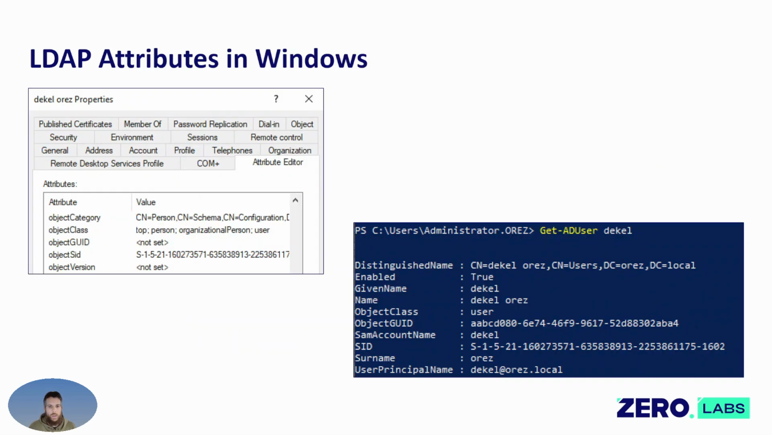And in Windows, there's a bunch of different ways to see that. On the left, you've probably all already seen this before. This is from the Active Directory Users and Computers tool. If we go to the attribute editor, we can see a bunch of different attributes. And on the right, we have the same thing using PowerShell. In this case, it's Get-ADUser, which returns some of the relevant attributes, not all of them, but you can see some examples below.